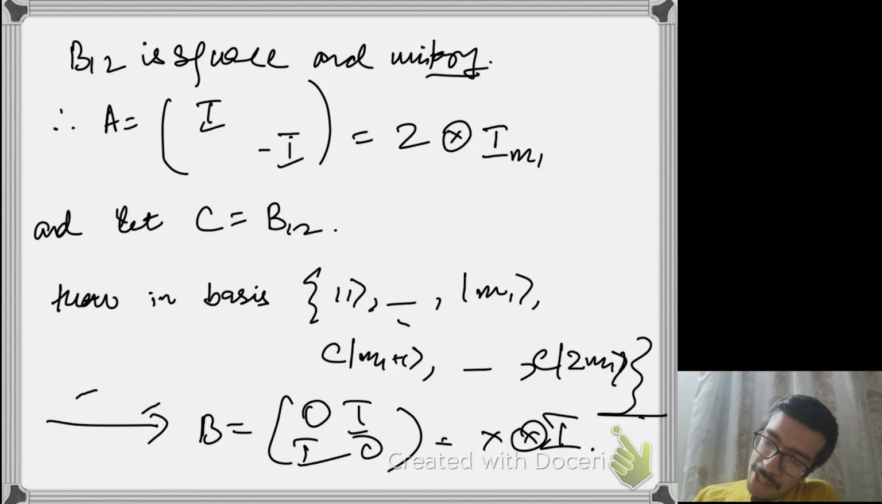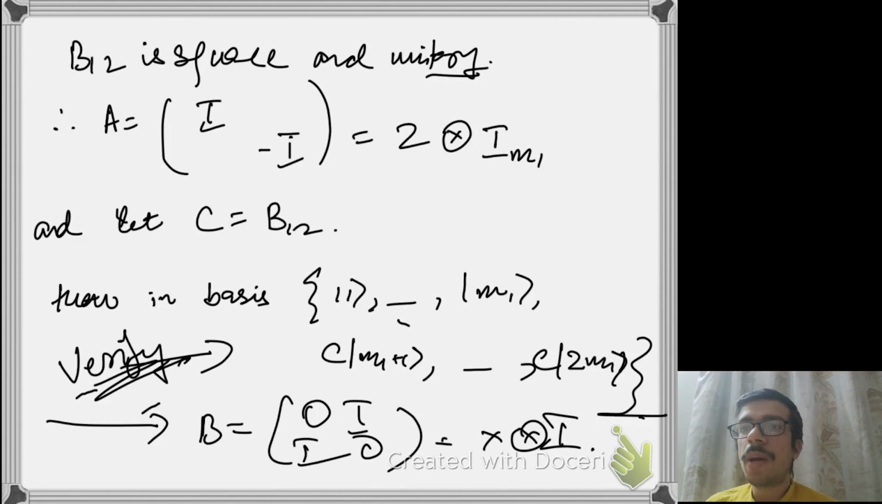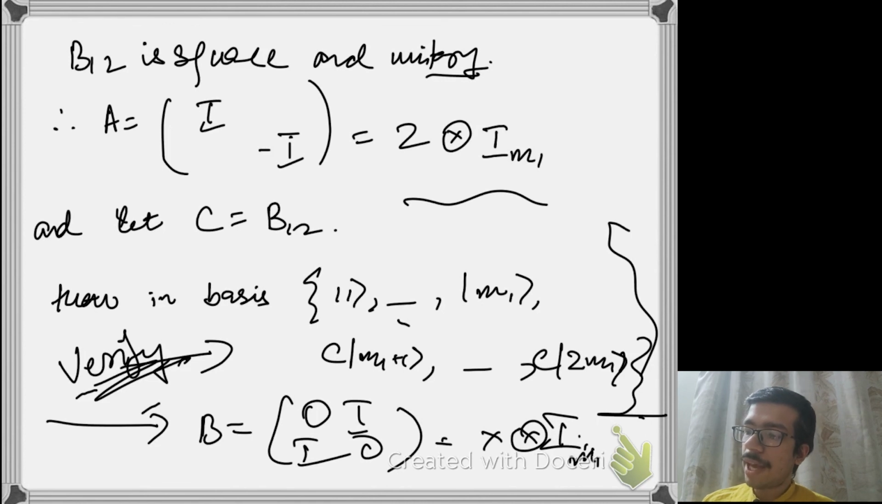You have to verify this again. You'll have to choose an appropriate unitary matrix corresponding to this basis, and then check that this indeed holds true. You can refer again to the notes by Cleve. Here under this basis, what we'll see is that A is Z tensor I_M1 and B is X tensor I_M1. M1 and M2 are both equal, right?